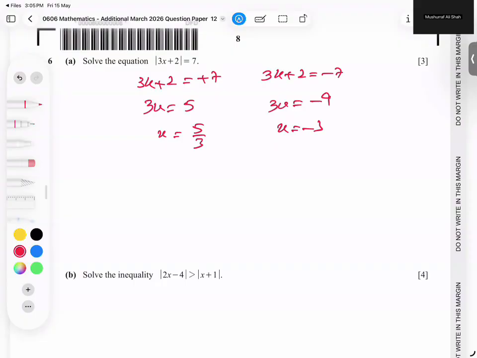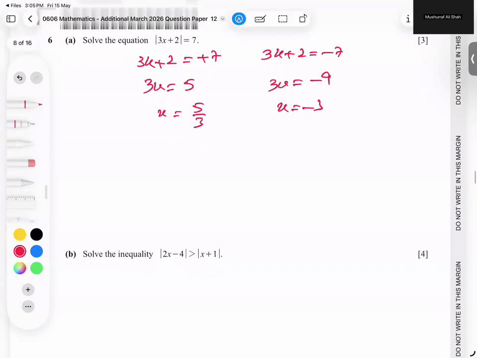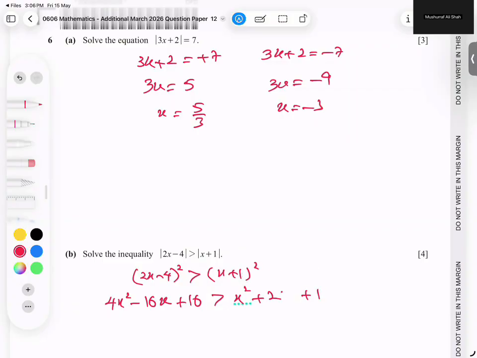Second part. This kind of question, we can have it two ways. One way is squaring. Second, we keep the positive and negative sign. But as I said before, the best way is when x is involved on both sides, so squaring is the best option. Squaring identity: first term squared is 4x squared, and this term squared is plus 16. In the middle, negative 2 into first term, second term, I get 16x. Same story here: first term squared is x to power 2, second term squared is 1 to power 2, which is 1. In the middle, 2 into first term, second term.